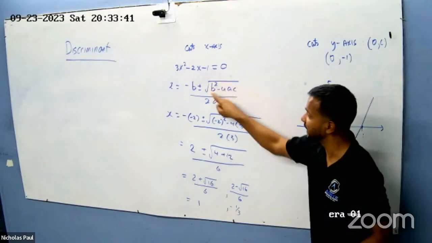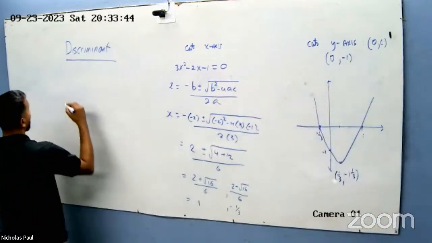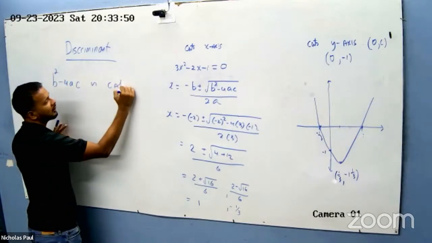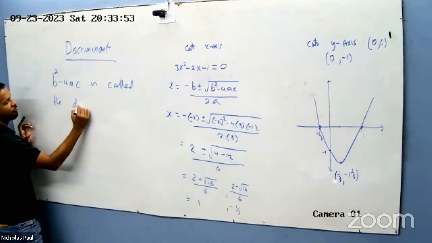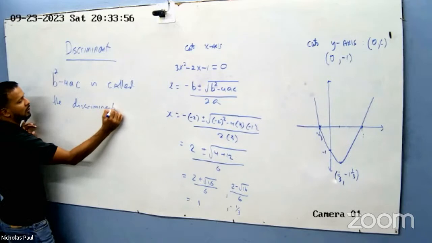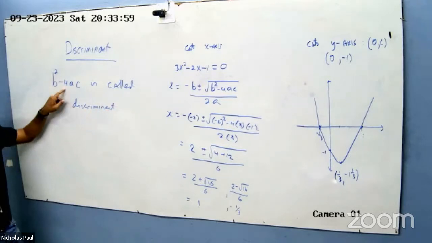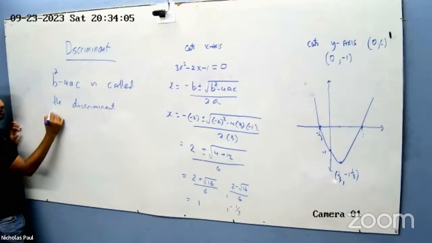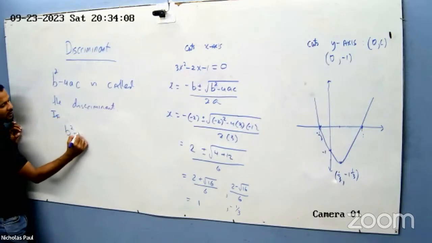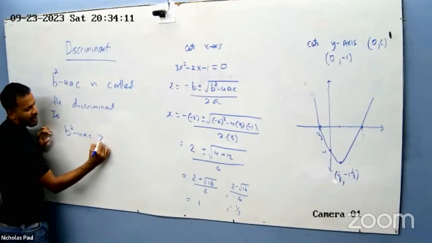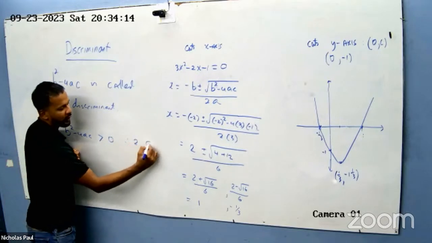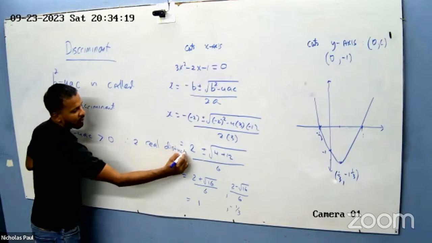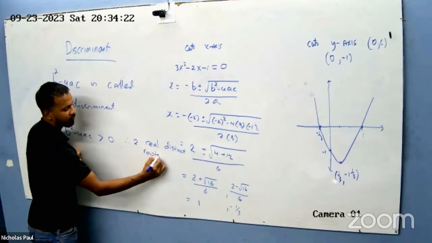So therefore, this here, b squared minus 4ac, is called the discriminant. It's called the discriminant because it discriminates between the number of roots. Okay? So what do we know? If b squared minus 4ac is more than 0, we have 2 real, and I have to use the word distinct as well, 2 real distinct roots.